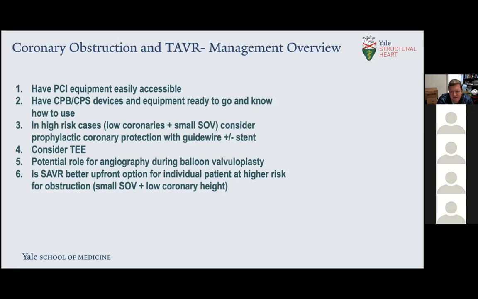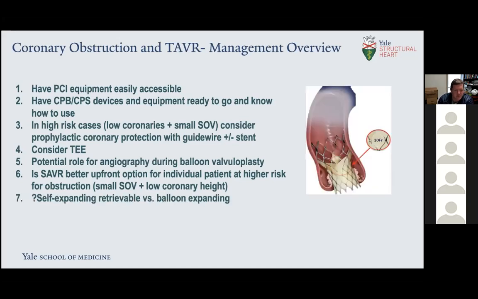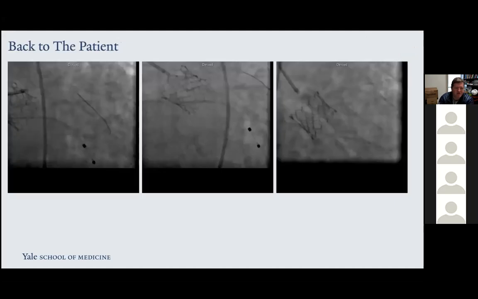After the valve went in, they came off bypass. Really, their entire anterior wall was down. They emergently put a LIMA onto the LAD, figuring that's what might have happened, but the patient actually didn't end up surviving outside of the hospital. So communication with the surgeons in those settings is always important. And we talked a little bit about self-expanding versus balloon expandable.